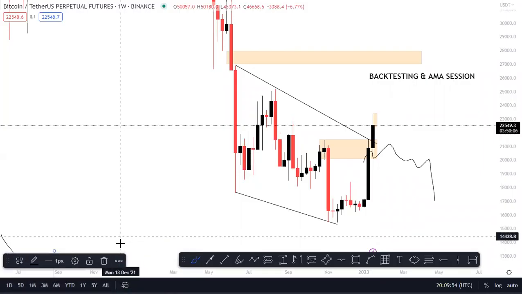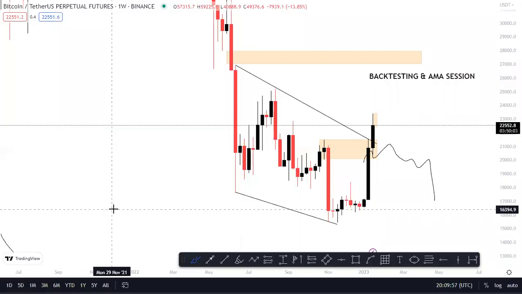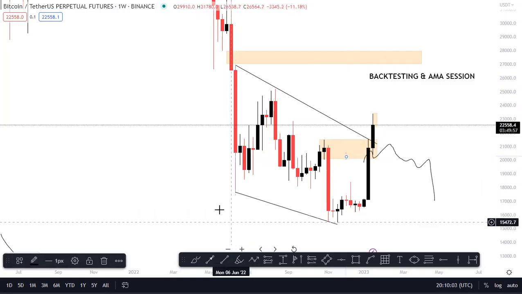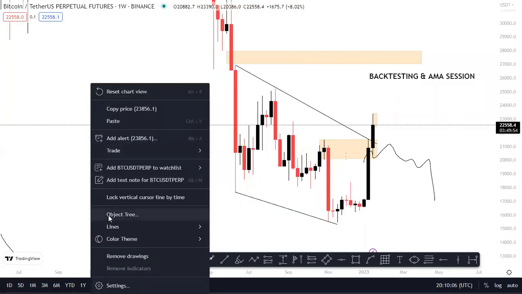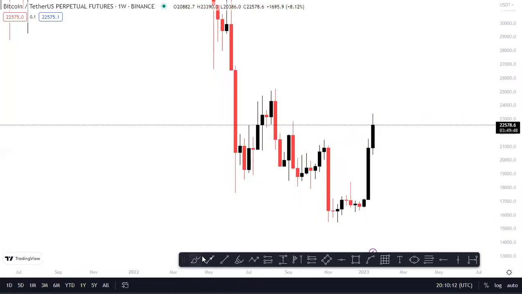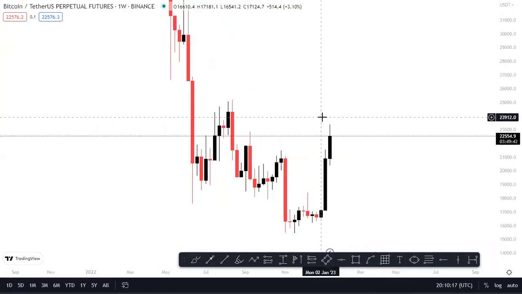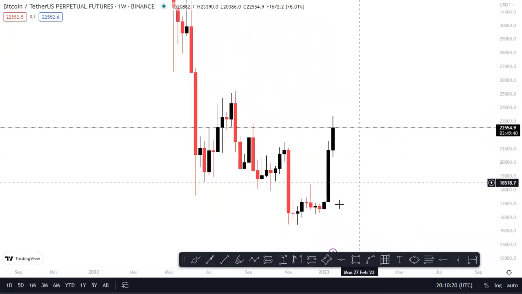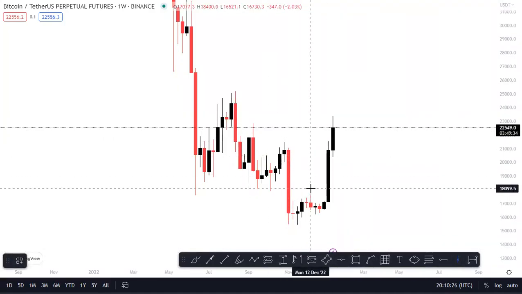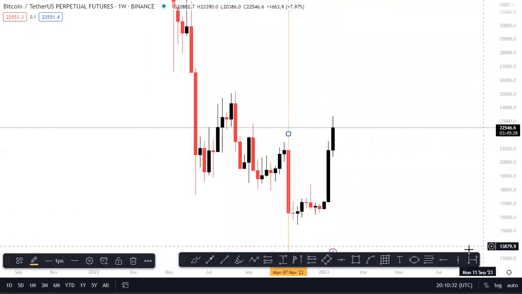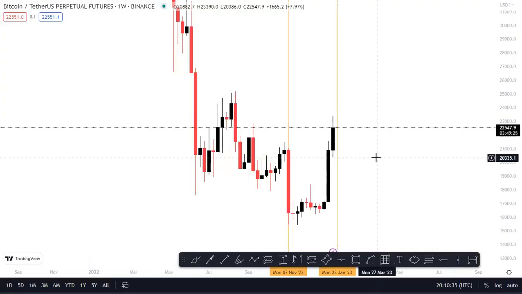I'm having a problem with my mouse. So let me just get started. I said I'm having a very big problem. Okay, so I'm going to backtest this from this region of this chart. I don't want to look into everything, just from this point to the current point.